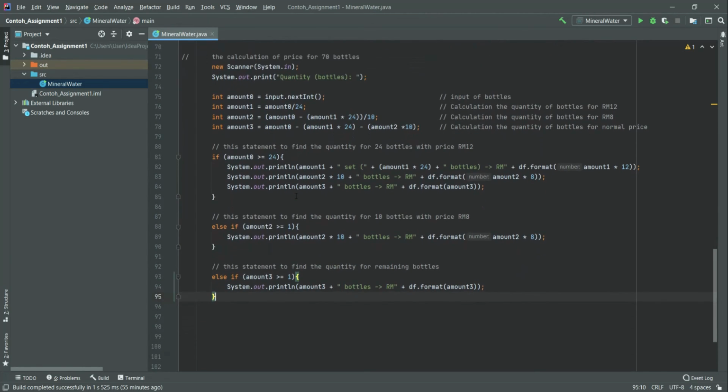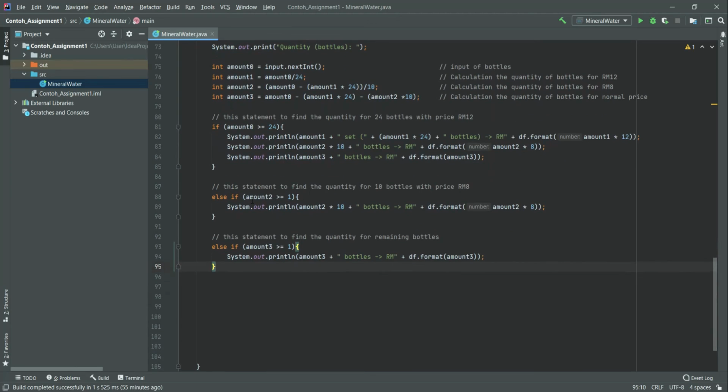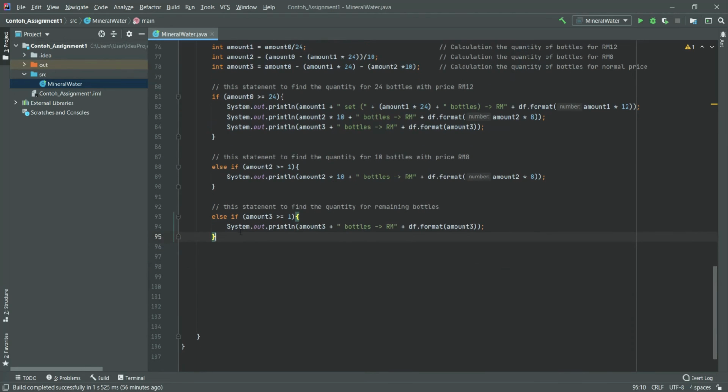This is all the calculation to find the price for 70 bottles. The first statement is to find the quantity for 24 bottles with price 12 ringgit. So amount 0 greater than or equal to 24. The second statement is to find the quantity for 10 bottles with price 8 ringgit. I will use else if amount 2 greater than or equal to 1. The next statement is to find the quantity for remaining bottles. I will use else if amount 3 greater than 1.